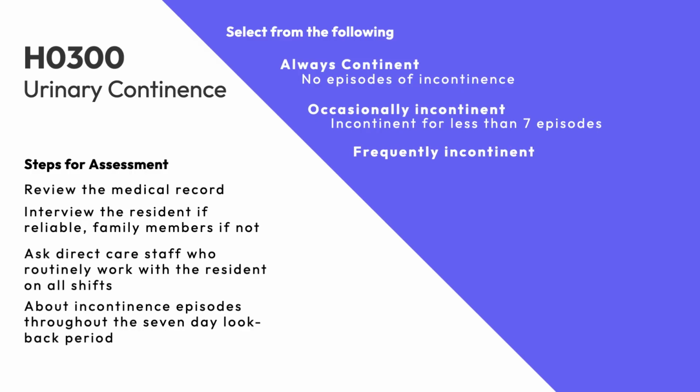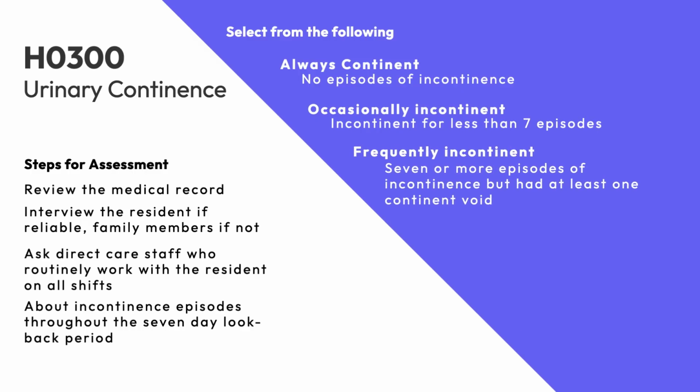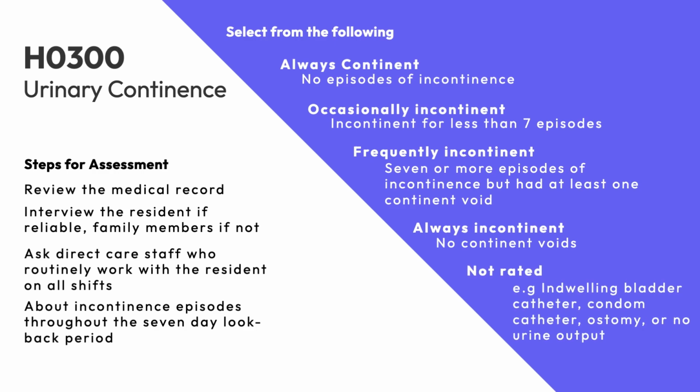Frequently incontinent, which includes 7 or more episodes of incontinence, but had at least one continent void. Always incontinent, meaning no continent voids were noted. And not rated, which can apply if the resident had an indwelling bladder catheter, condom catheter, ostomy, or no urine output during the 7-day look-back period. Similarly will be item H0400 bowel continence.